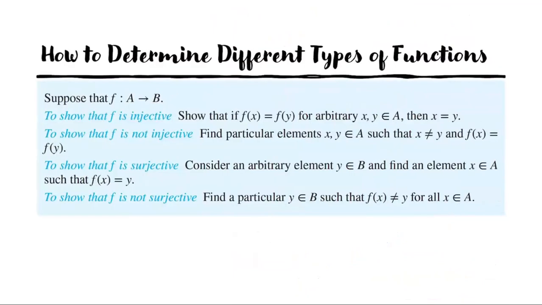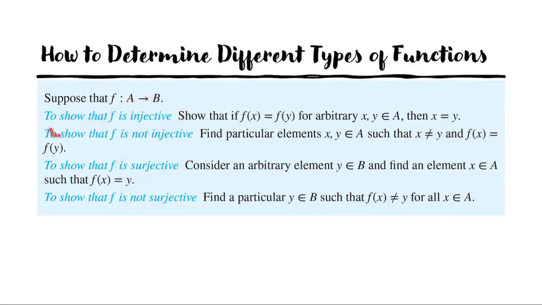Okay, now here is a summary of how to determine the different types of function. So we know about injective, surjective, and bijective. And bijective mainly just asks whether your function is both injective and surjective. Right? So if your function is both injective and surjective, then your function is bijective. If it fails to be one of the two, then it cannot be bijective. So if you are able to show they are injective and surjective, then it implies bijective.